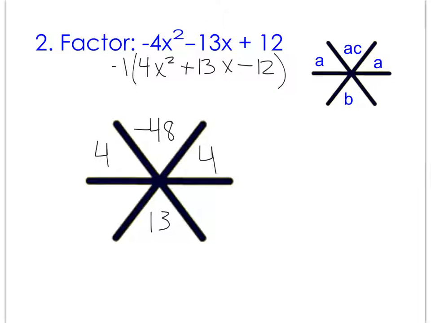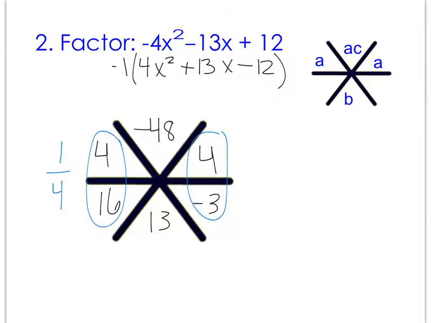And now I have to ask myself, what are factors of negative 48 that when added together give me 13? Well, again, it's helpful to list out the factors or have a calculator next to you, but they would be 16 and negative 3. And again, it does not matter which sides I put my two factors in or where they go. And now I'm going to simplify my fractions on the sides. 4 over 16 simplifies to 1/4. And 4 over negative 3 can't simplify, so that just stays as it is.